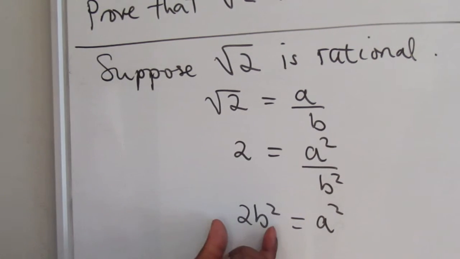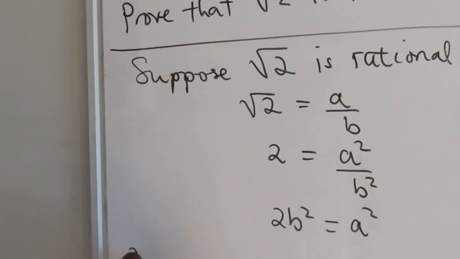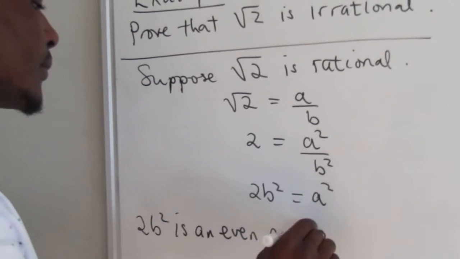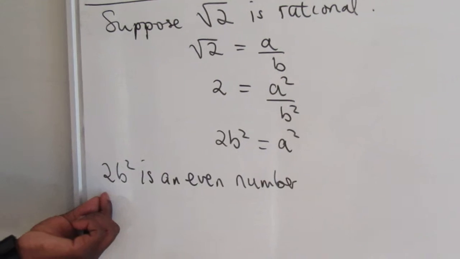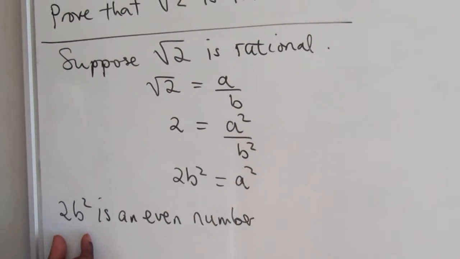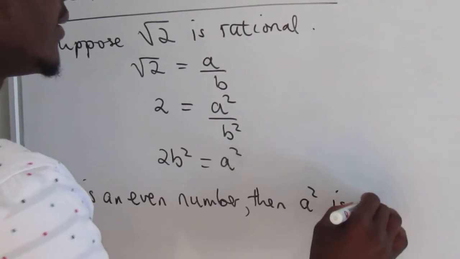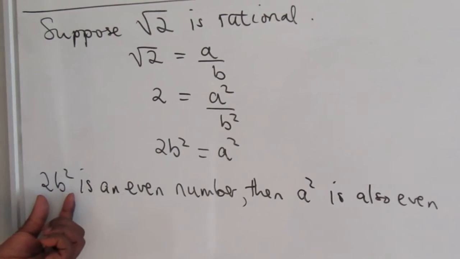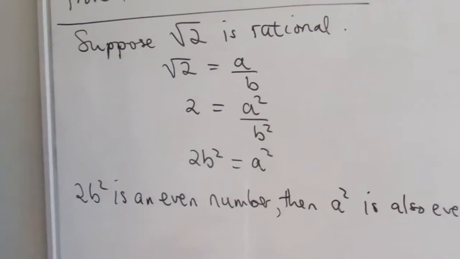So 2b squared is an even number. We know that if we multiply any number with a 2, we can get an even number. Yet we are saying 2b squared is equivalent to a squared. So if 2b squared is an even number, then a squared is also an even number.